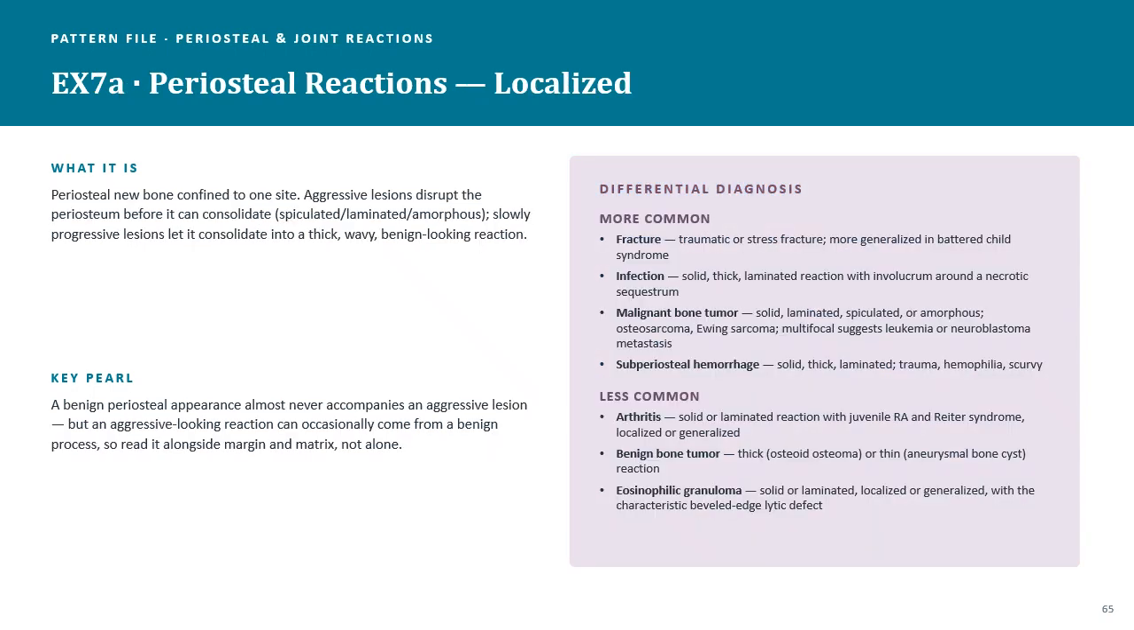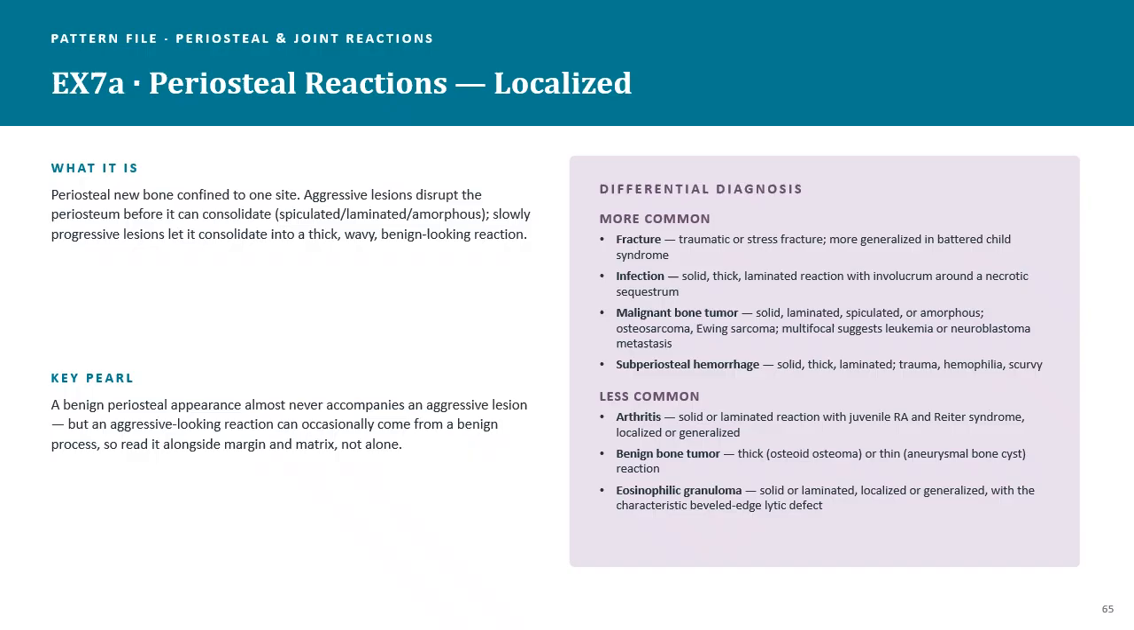All right, the next two slides are going to focus on periosteal reaction. The first one we're going to focus on is localized periosteal reaction. The periosteum itself is the thin outer covering of bone. When that periosteum gets irritated, it can respond by producing, laying down new bone. One of the clues when they're looking at this is what that new bone looks like.